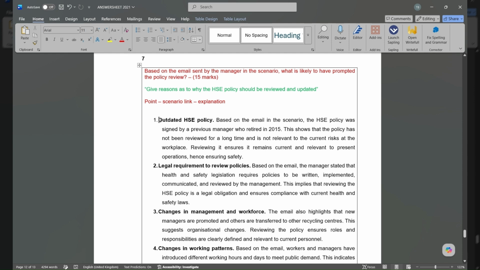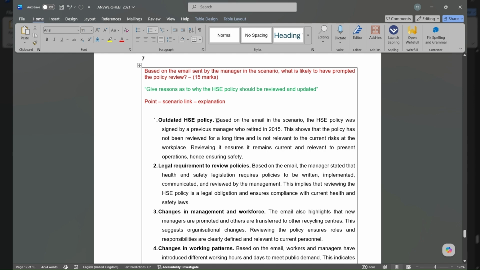The very first point is that it is outdated, the outdated HSE policy. Based on the email in the scenario, the HSE policy was signed by a previous manager who retired in 2015. This shows that the policy has not been reviewed for a long time and is not relevant to the current risks at the workplace. Reviewing it ensures it remains current and relevant to present operations, hence ensuring safety.